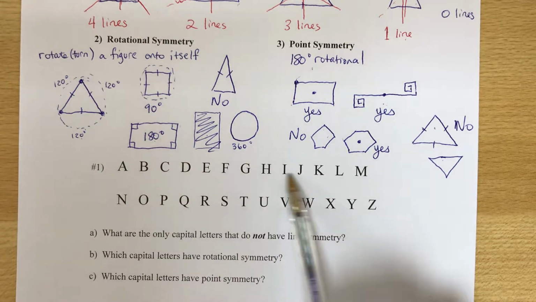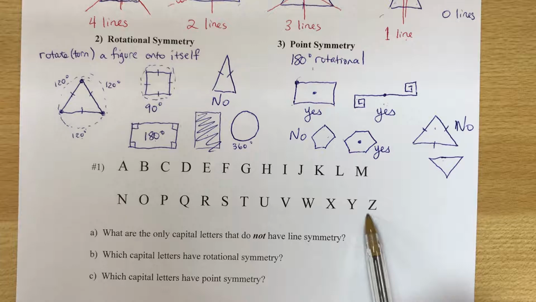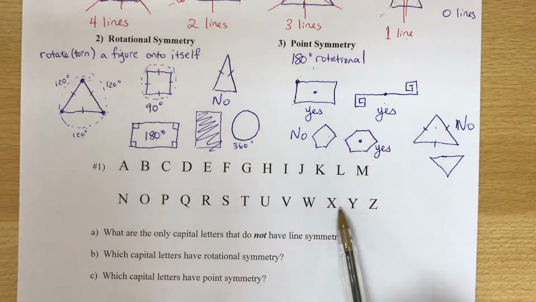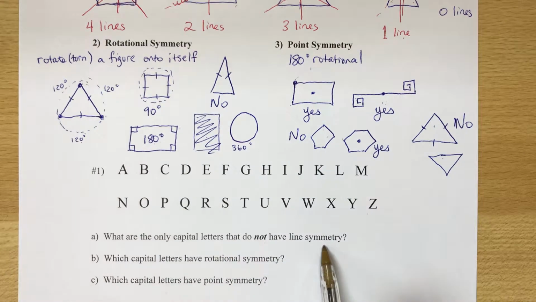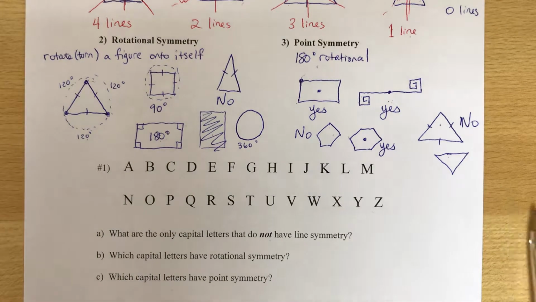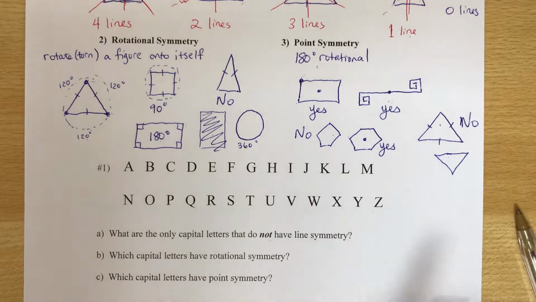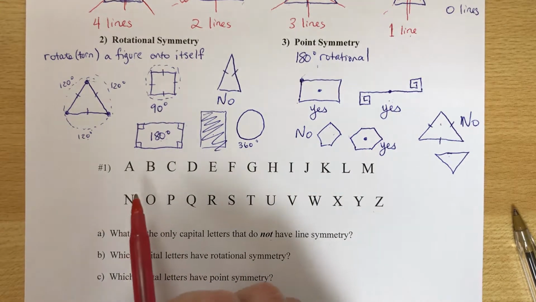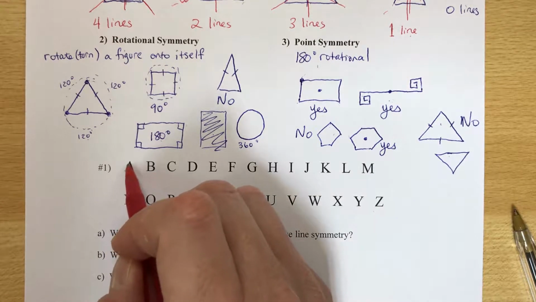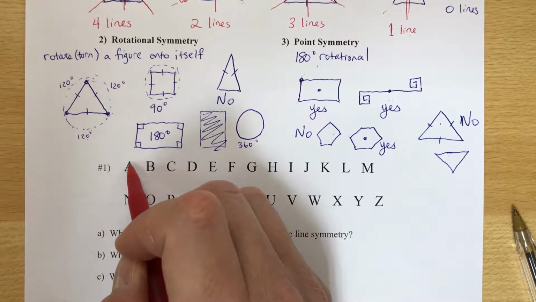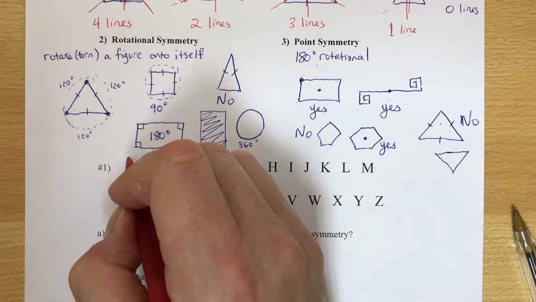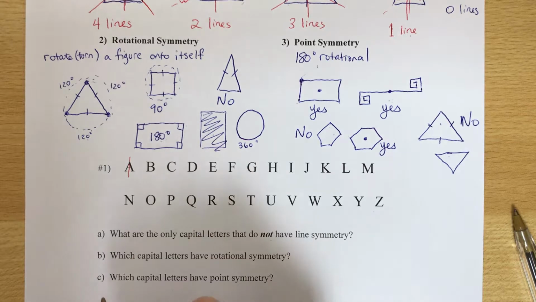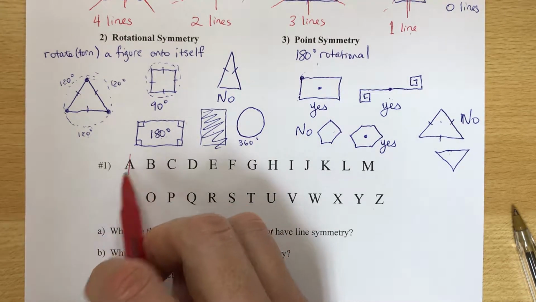Let's take the alphabet. Now it's printed out in block letters, okay? Part A, what are the only capital letters that do not have line symmetry? Okay, so let's go through each one here, and you're going to ask yourself, can we draw a line to divide this in half? Now I know that A, the way this is printed out, this side is thicker. Let's assume that the thickness is the same though. So for the letter A, we could do a vertical line of symmetry, like that. The left would fold to the right.